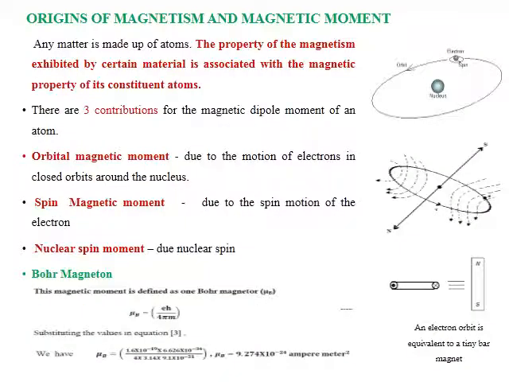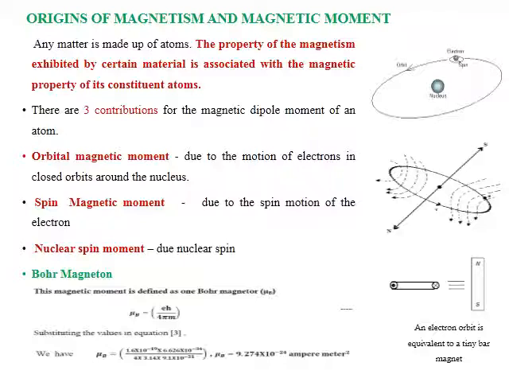Now let us understand where this magnetic property comes from. One can understand that this magnetic property is a fundamental property arising from the atomic level. We all know that any matter in this universe is made up of atoms. As a whole, it may be present in solid form, liquid form, or gas form, but every system that exists in this universe is made up of a fundamental unit called atoms.